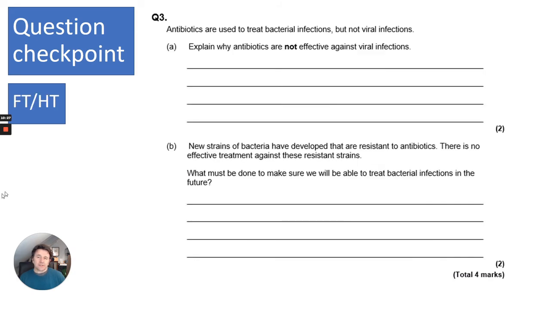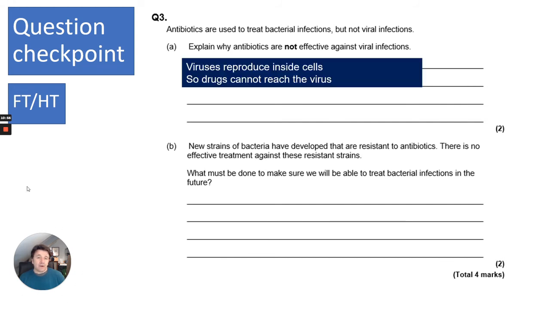Okay, next question. So again, I'd like you to pause, read and answer. So in 3, 2, 1. So question 3, antibiotics are used to treat bacterial infections but not viral infections. So here it wants you to explain why antibiotics are not effective against viral infections. So this is getting a bit more involved, this question. So very basically, viruses reproduce inside cells. Therefore, the drugs cannot reach the virus. So that's what it's looking for in that answer.